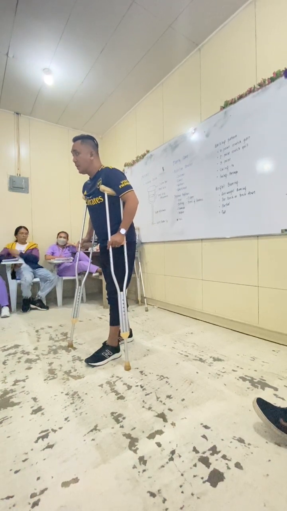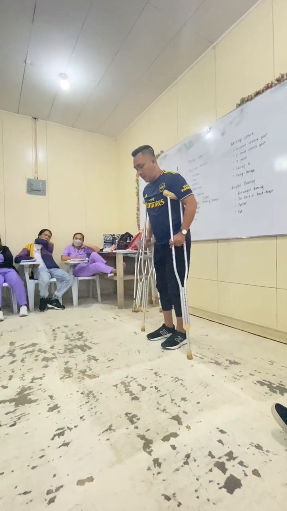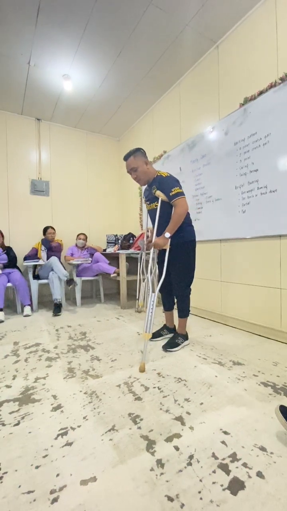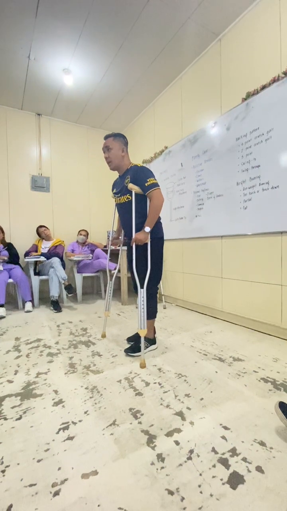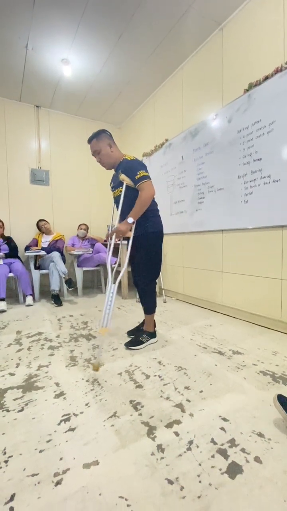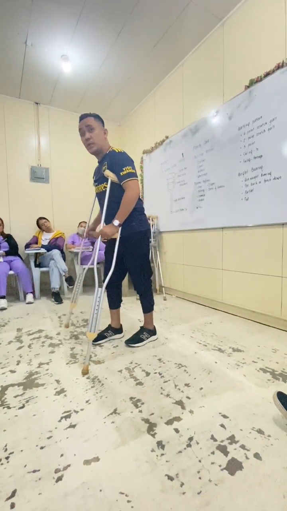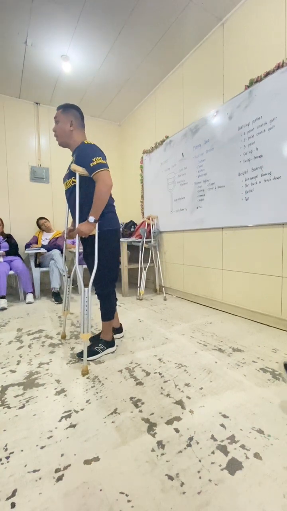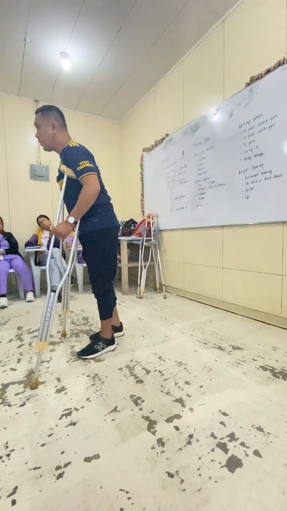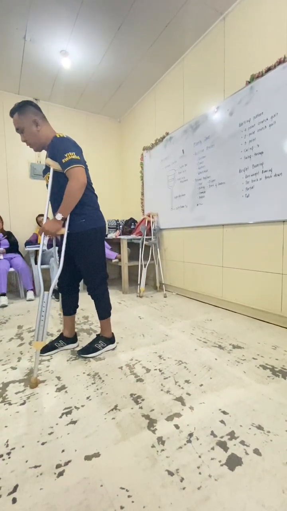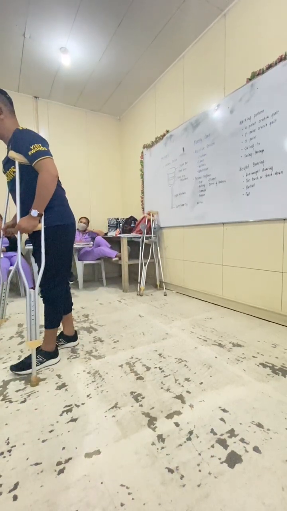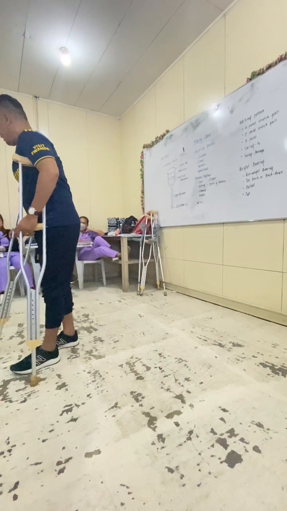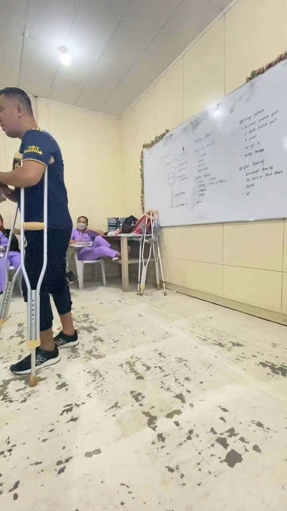Gets niyo? Okay. So tanaw ha, okay? So 1, 2, 3, 4. Okay, 1, 2, 3, 4. 4-point crutch gait. Left crutch, right foot, right crutch, and left foot. Gets ninyo?